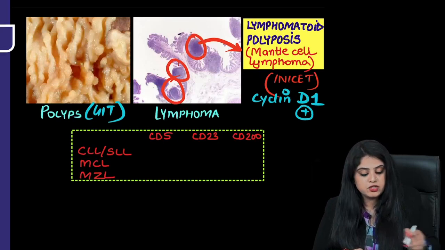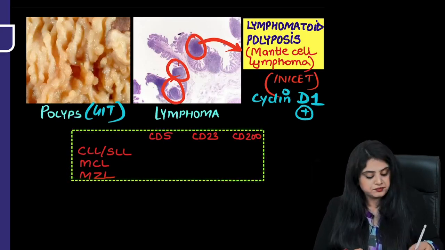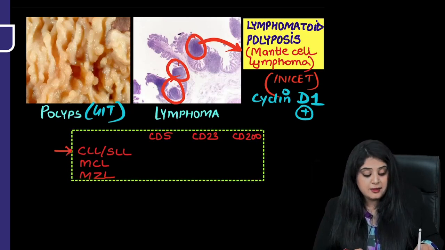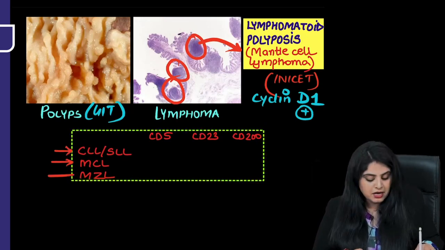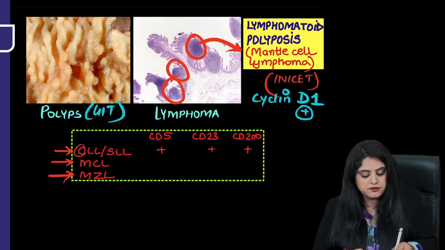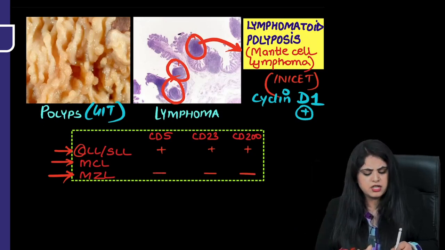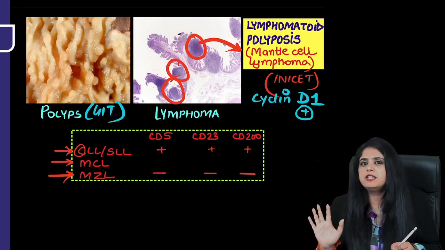And how do you differentiate these three? I want to quickly revise this with you. What is the differentiation between CLL, SLL, mantle cell lymphoma and marginal zone lymphoma? तो देखो CLL में we had done सब कुछ positive, 5, 23, 200 सब कुछ positive. Margin में ignore the margin. Margin को ignore करो, everything is negative.